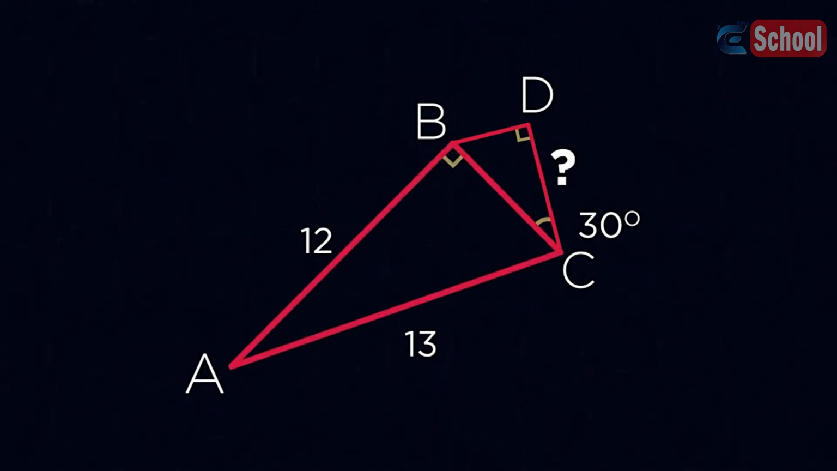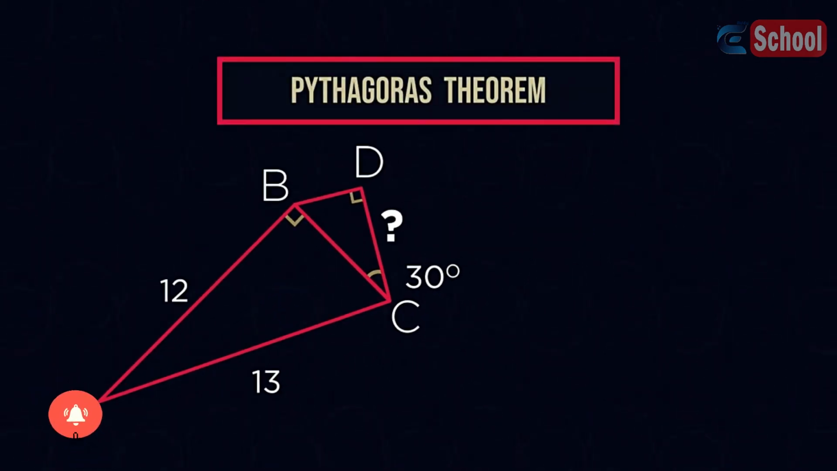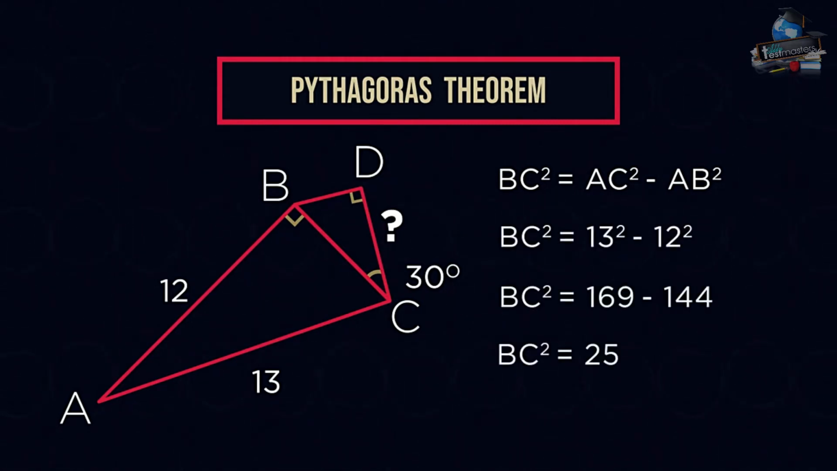Let's look at the triangle ABC first. We already know two sides, AB and AC, so we can find CB using Pythagoras Theorem. Based on Pythagoras Theorem, we get that BC squared is equal to the difference between AC squared and AB squared. So BC equals 5.